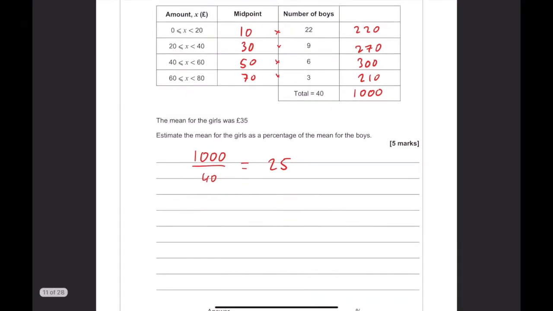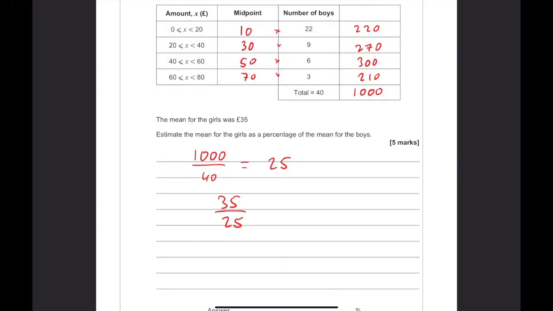So estimate the mean for the girls as a percentage of the mean for the boys. So we would do 35 over 25 times by 100, because the girls spent more, so it's going to be over 100%, and that is going to be 140%.